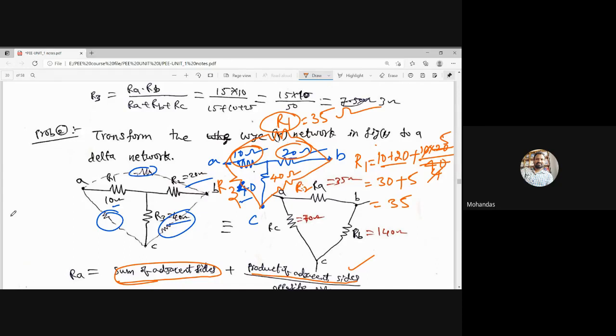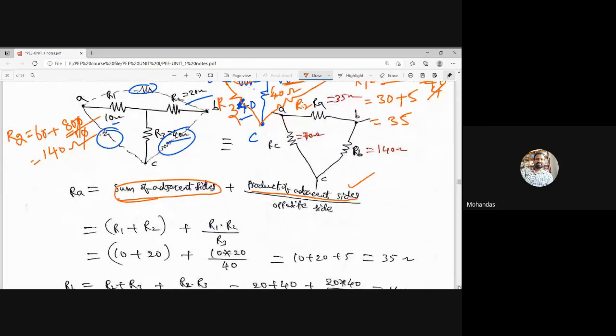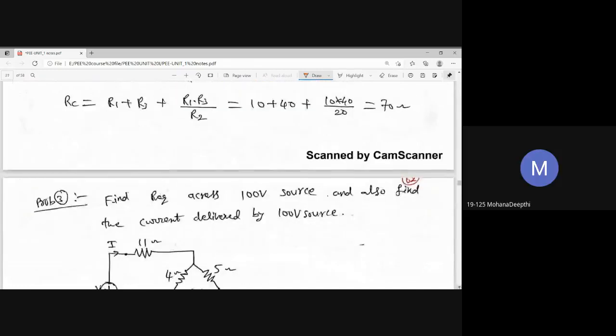Likewise calculate R2. For R2, the adjacent resistors are 20 and 40. So 20 plus 40, 60, plus 20 into 40, how much is it? 800. 800 divided by the other resistance, 10 cancels out, so 80 plus 60, 140. Likewise calculate R3 and tell me the R3 value. The solution is already here. 70, sir. Yeah, 70.